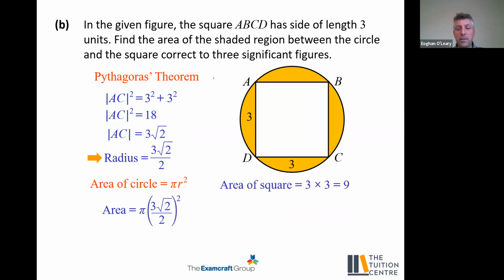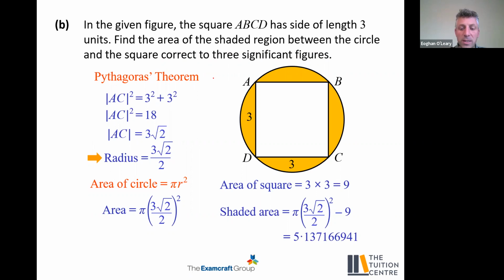The area of the square is obviously going to be 9. 3 times 3 is 9. You take one area from the other, so the 9 from the area of the circle. I'm going to get my answer. And I have to just make sure I look back at my question. It is correct to 3 significant figures. So my 5 is significant, my 1 is, my 3 is, my 7 is. They're all significant figures. So what am I going to do? I'm going to look at my 4th significant figure, which is my 7. Because that's 5 or greater, I'm going to be rounding up. So the 3 will get rounded up to the 4.